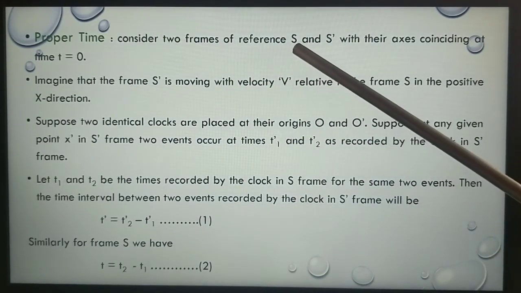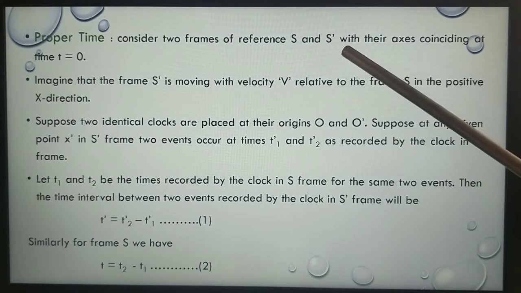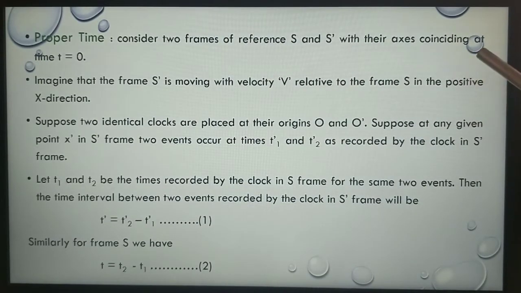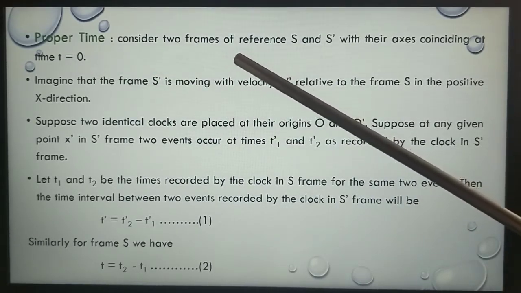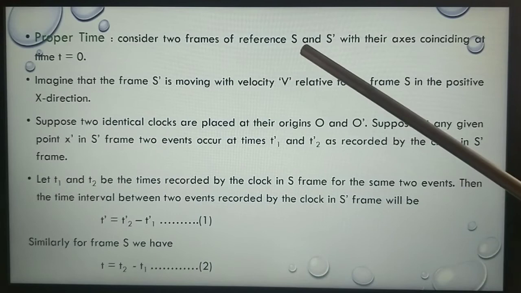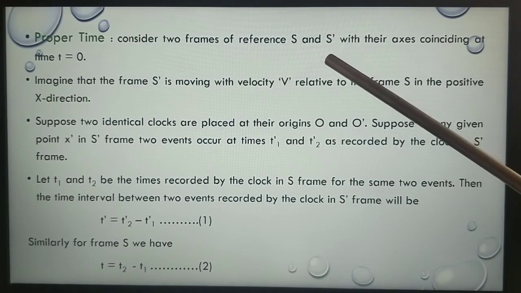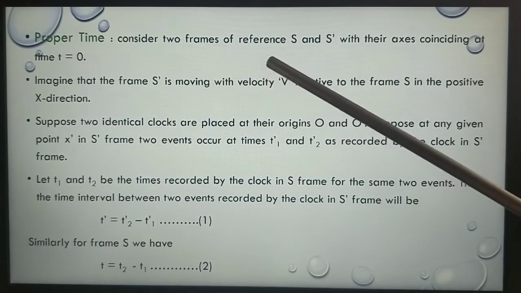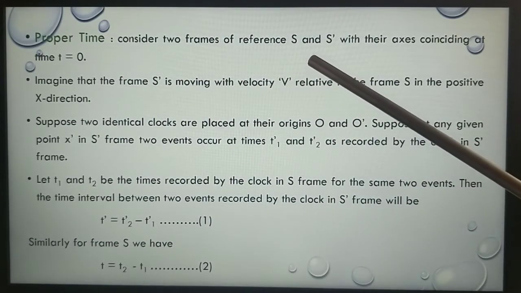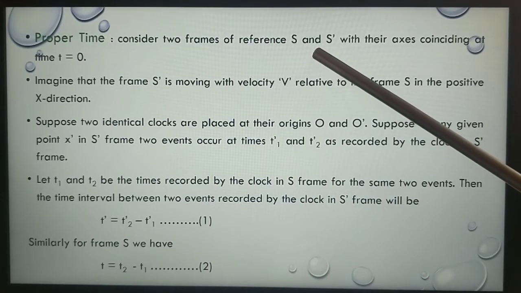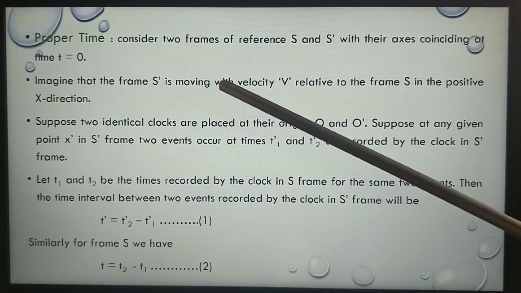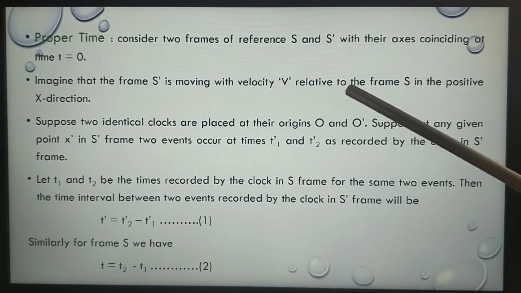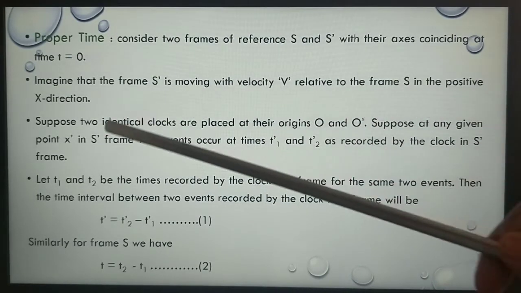Consider two frames of reference S and S dash with their axes coinciding at time t equal to 0. Here we consider again two frames S and S dash having origins O and O dash, and at time t equal to 0 their axes or origins are coinciding with each other. Imagine that the frame S dash is moving with velocity v relative to the frame S in the positive x direction.